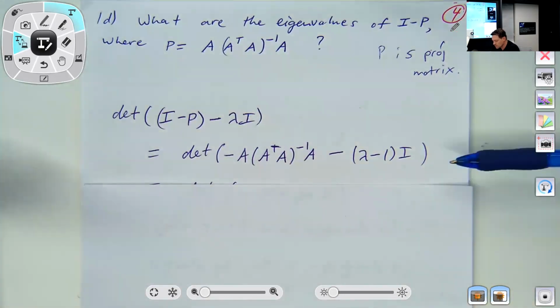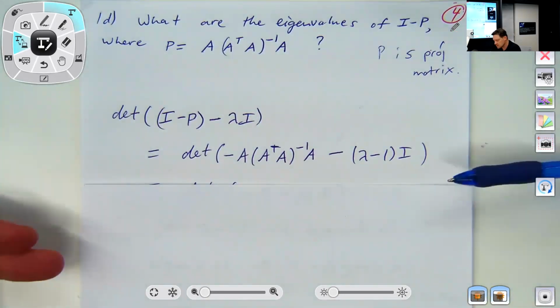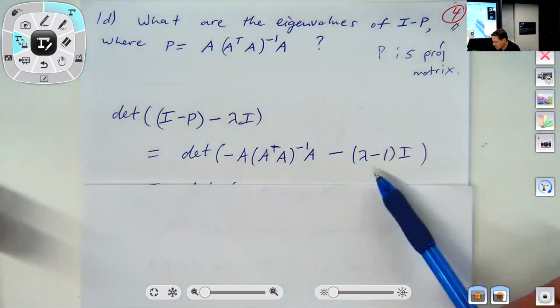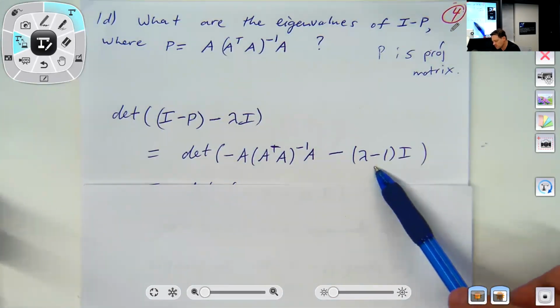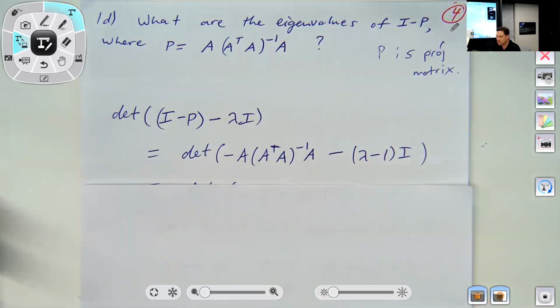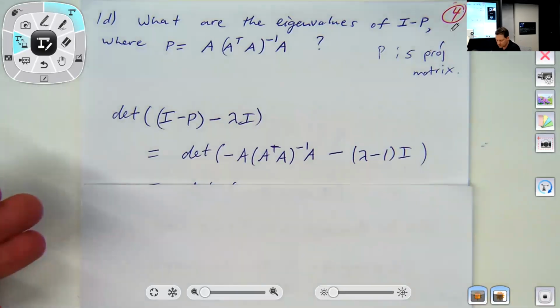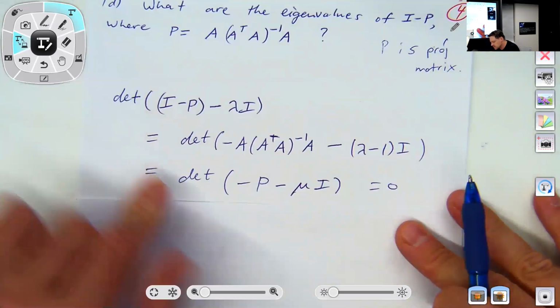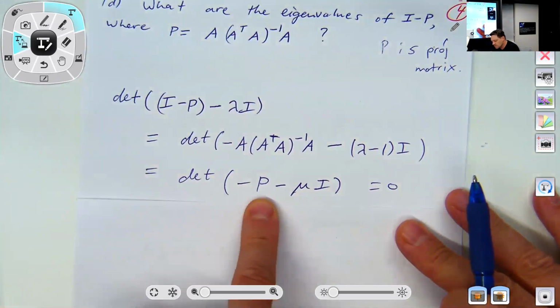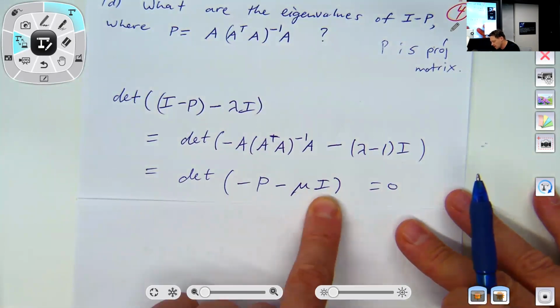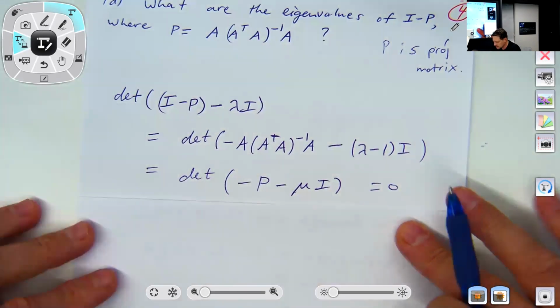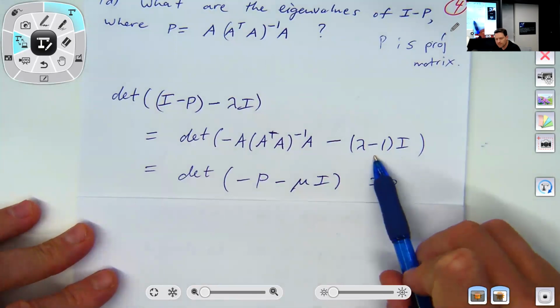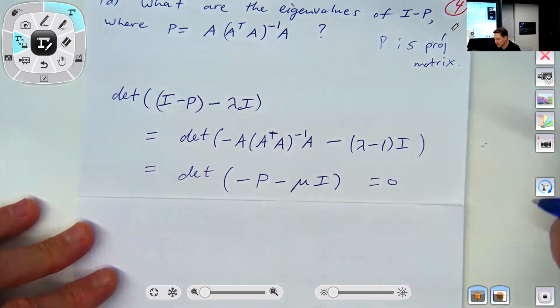Okay, so the reason to express it in this way is so that we can say, aha, this is the eigenvalue of this matrix right here, right? When we have equals 0 on the right-hand side. Okay, so essentially we've got this equals determinant of minus P minus mu I equals 0. And I'm just saying, let's let this one here be mu, which will be the eigenvalues of minus P.